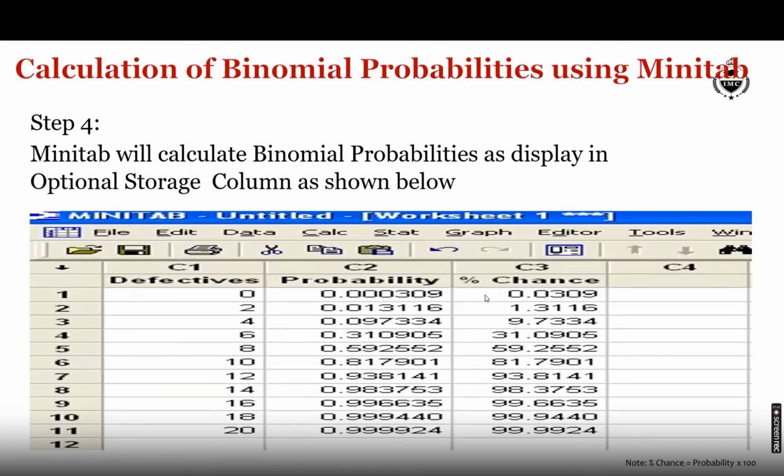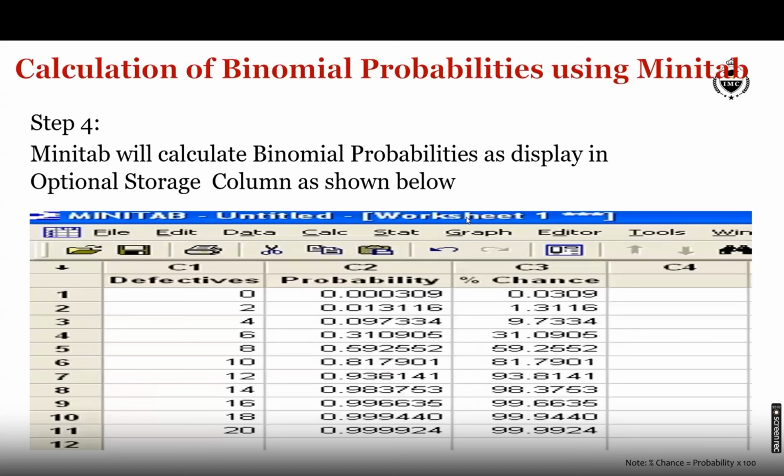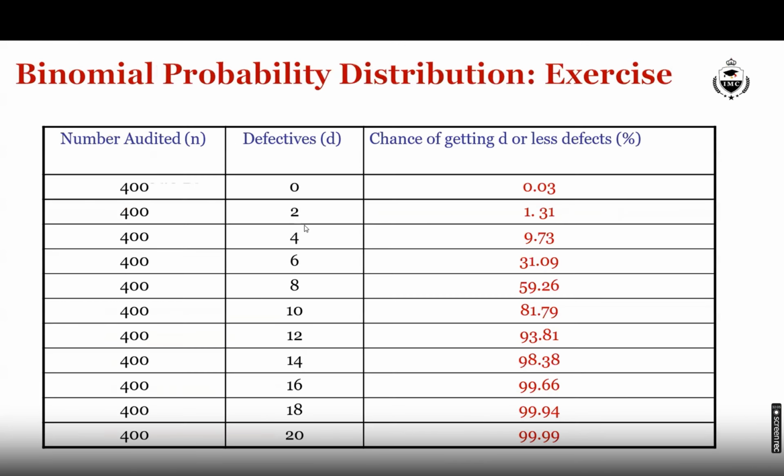And then we convert it into percentage probability by taking the calculation option and the calculator first option. We change it to percentage chance. After getting this, if you see defectives up till zero, we get this figure 0.03 from the Minitab tools. Up till 2, it is 1.31, and up till 20, it is 99.99%. That means under the current situation, the probability of having up till 20 defectives is already 100%, 99.99.